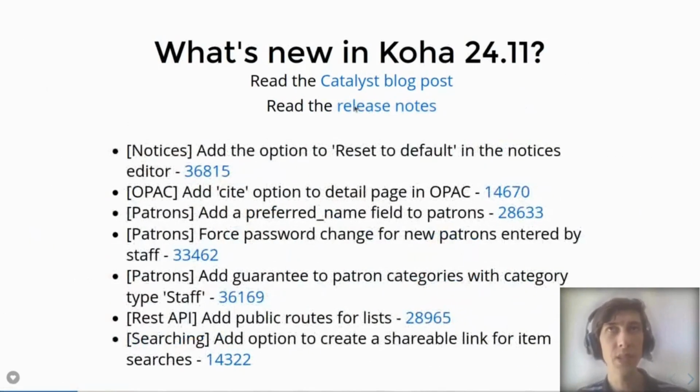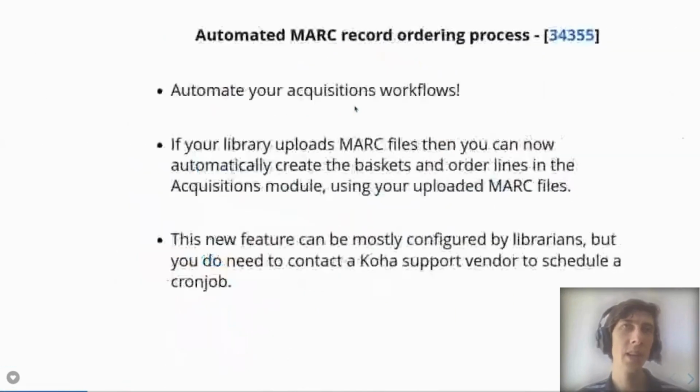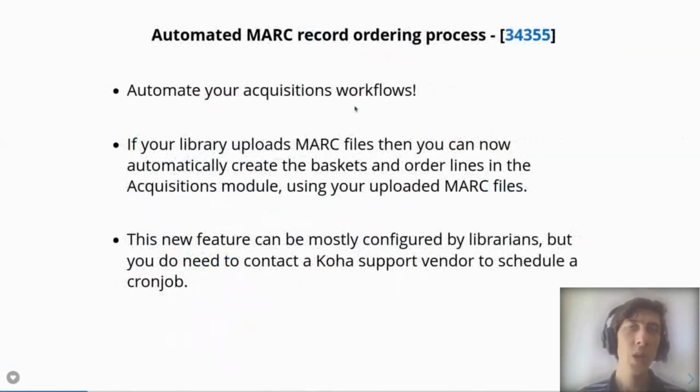Okay, so in 2411, you can automate creating baskets and orders within Koha. So if your library uploads MARC files to Koha, a lot of libraries use the stage MARC import if they have a MARC file and they want to import that into Koha. If your library does that, then what you can do is tell Koha to automatically create a basket and order lines within that basket within the acquisition module of Koha.